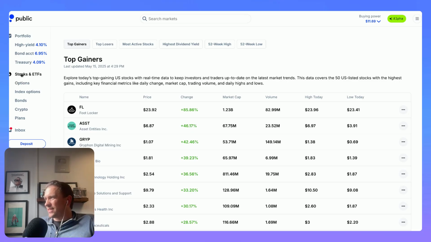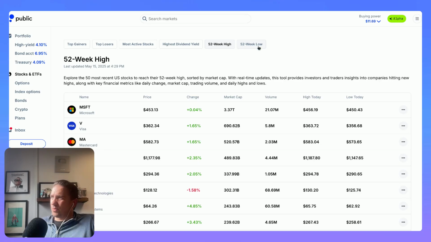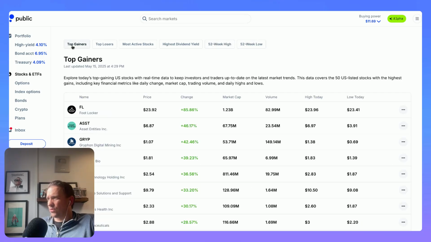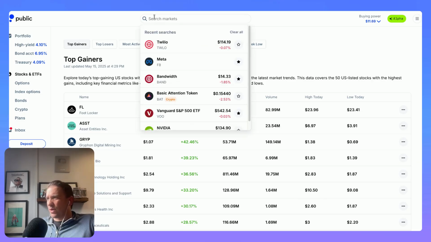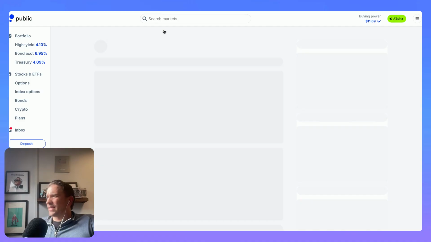So if you click stocks and ETFs at the top here, okay, top gainers, top losers, most active, highest dividend, 52-week high, 52-week low. Really nice tabs here to work through. Let's say you are doing research, we're at stocks and ETFs, and you're interested in looking up a symbol. You can just use the search box up here. So I can type AAPL, there's Apple, I can click Apple.